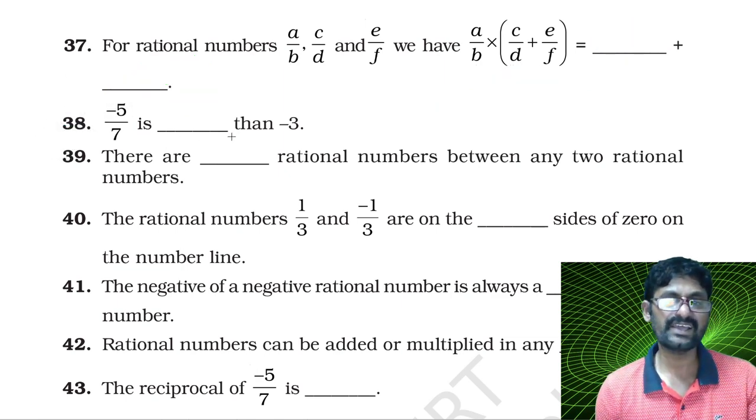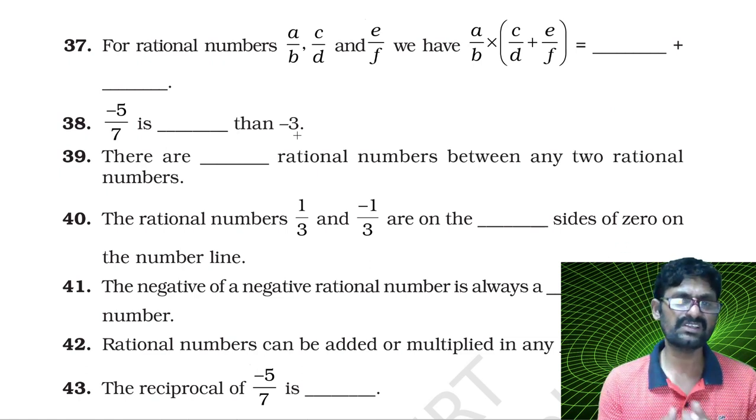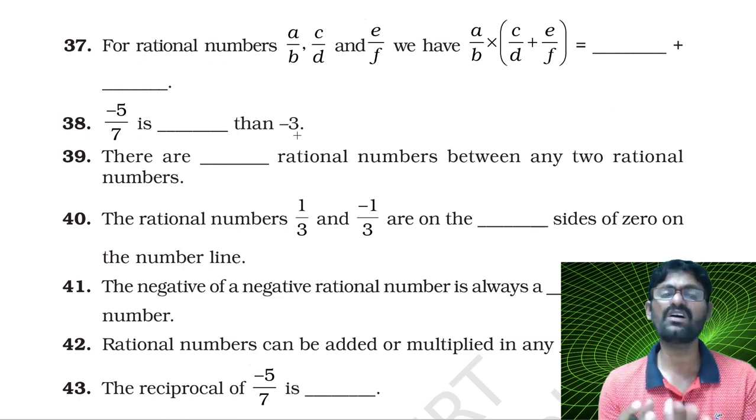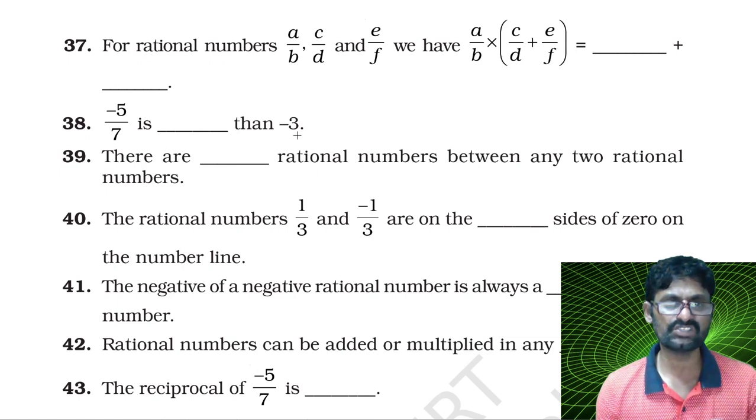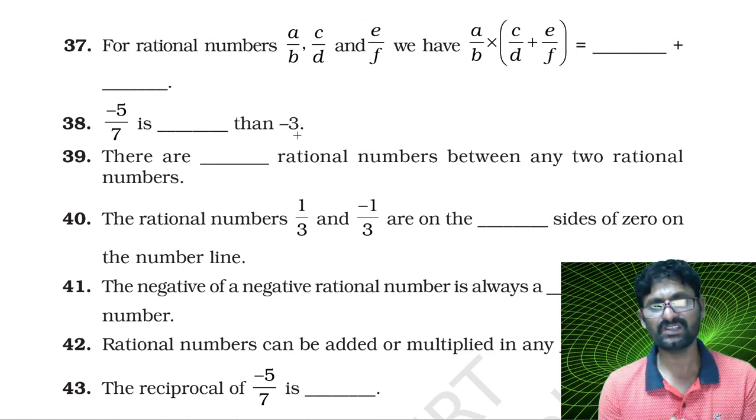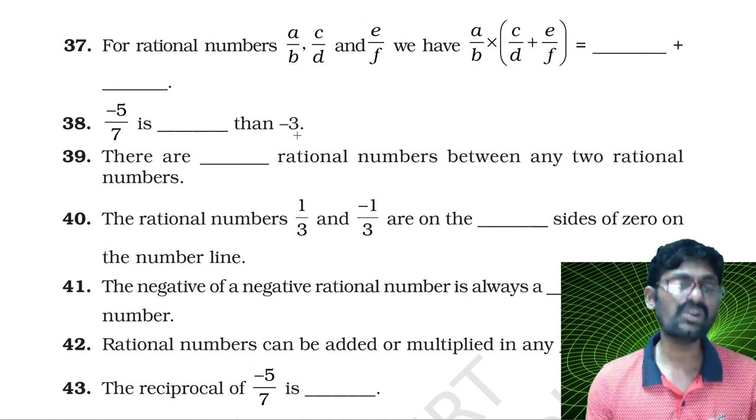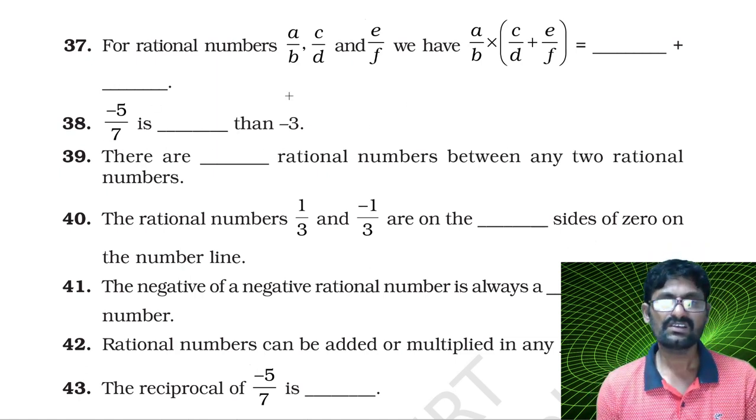-5 by 7 is dash than -3. That means we need to check whether -5 by 7 is greater than -3 or less than -3. That is what we need to check. So that means we need to compare -5 by 7 and -3. Now how to compare rational numbers? By changing them into like fractions. So here -5 by 7 is one number. Then we have -3. Now we need to change these two into like fractions.